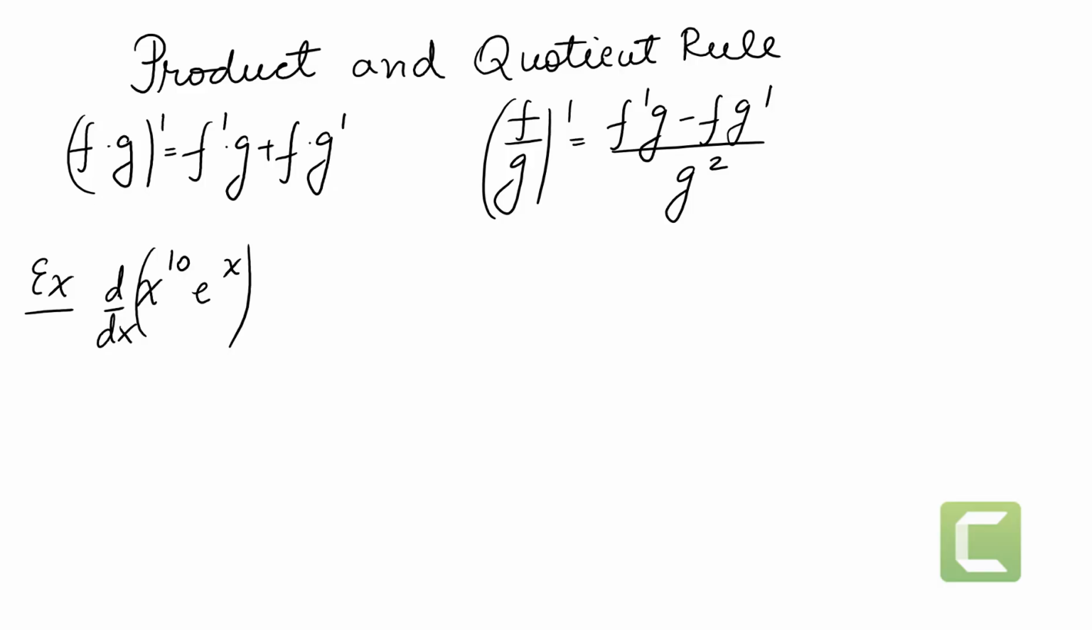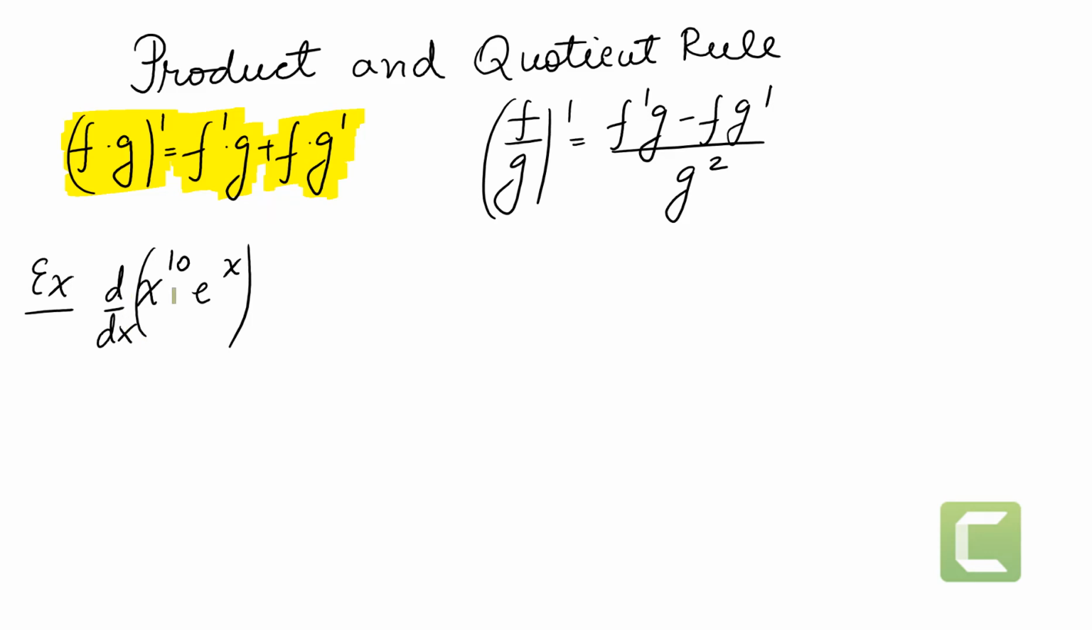In this video, I'm going to solve two problems, one involving the product rule and one involving the quotient rule. The product rule uses this formula: (f times g)' equals f prime times g plus f times g prime. So let's do this example.